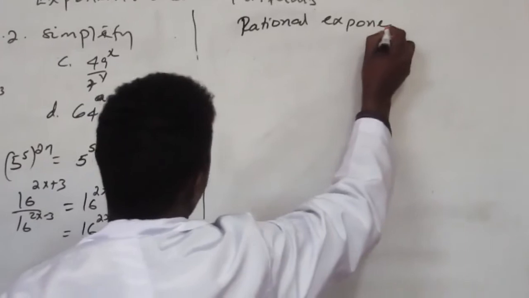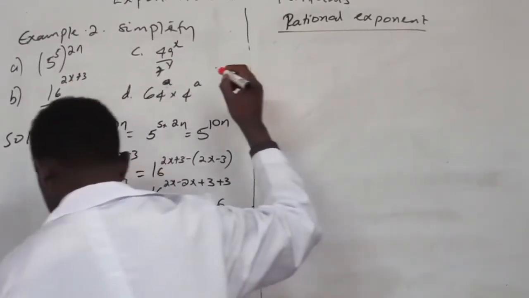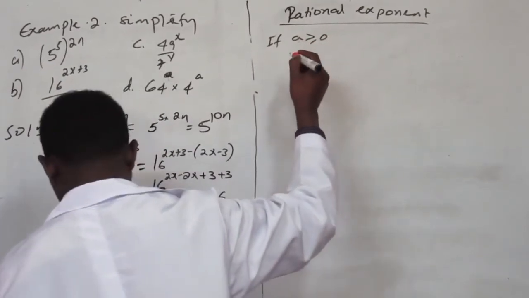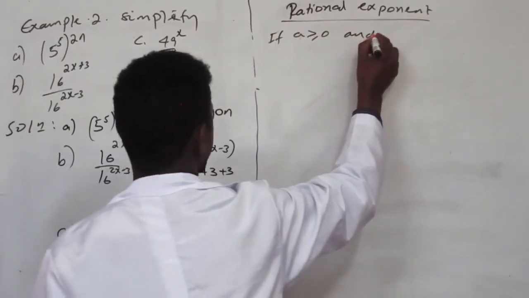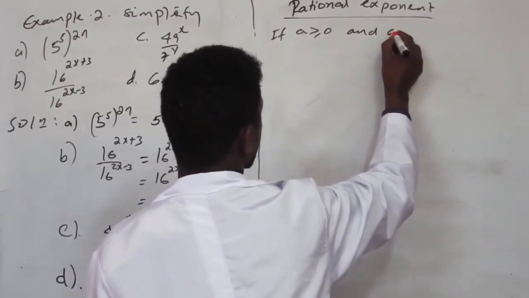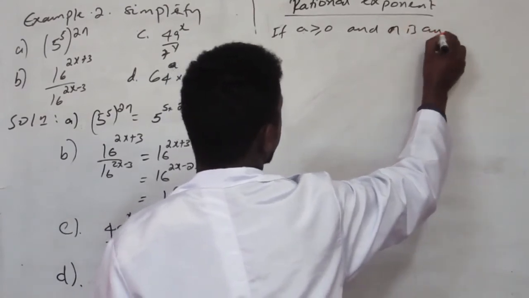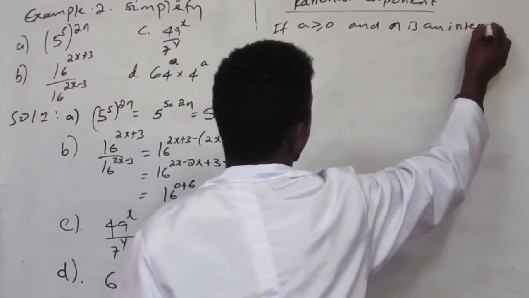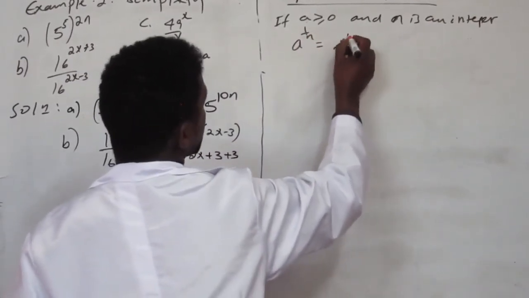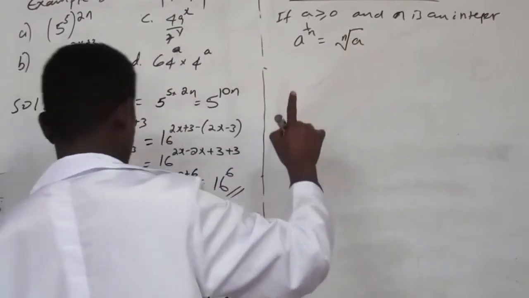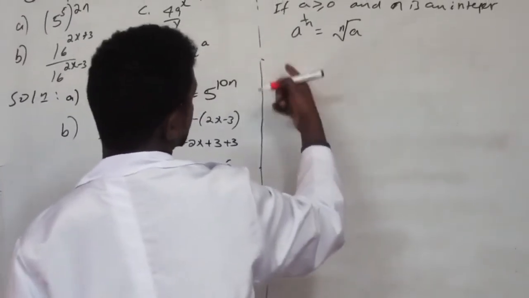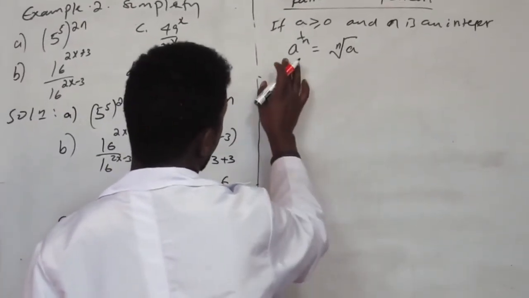exponents. Okay, rational exponents. Let's say when we say it's a rational exponent, if a is greater than or equal to 0, and n is an integer, a to the power of 1 over n means the nth root of a. You know this one. You have to know this one. This is the rational exponent, or you can say that the exponent is what? Rational.